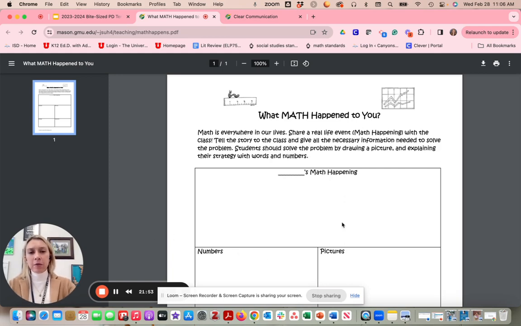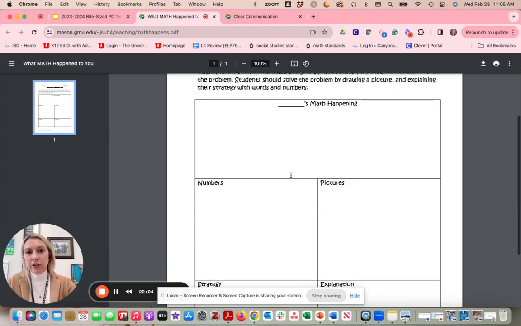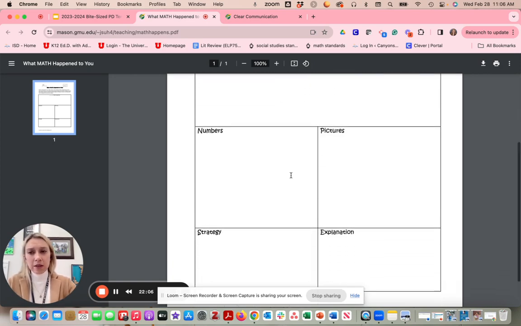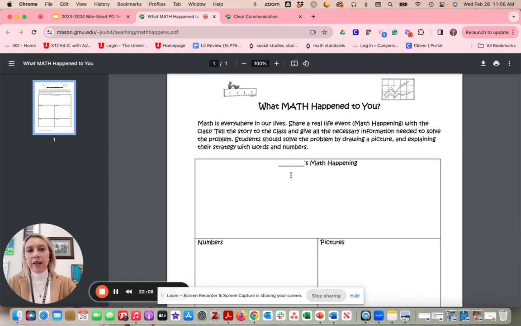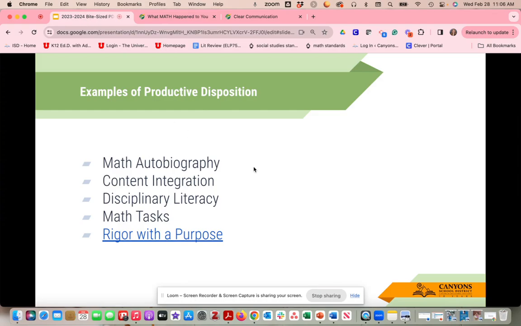So this is a free printable: share a real life event with the class, tell the story, and give all the necessary information to solve the problem. So students should solve it by drawing a picture and explain their strategy with words and numbers. And it's broken down similar to that problem solving sheet that we see as teaching tool one in Envision, but having students really think about how does math impact me, okay?